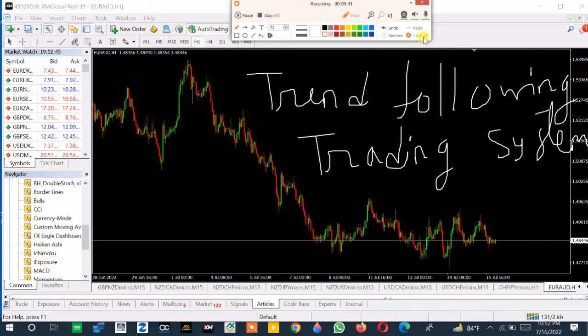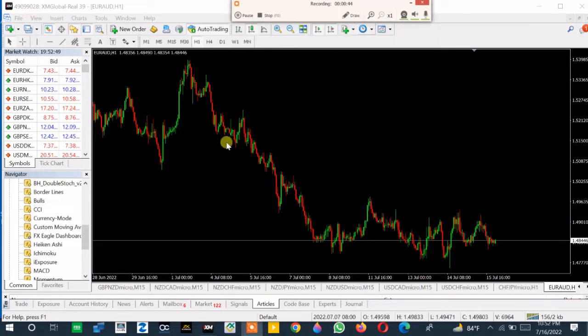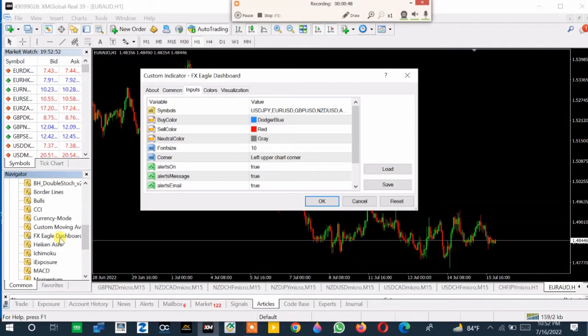For this trading system, first of all I need one custom indicator named FX Eagle dashboard. Click here and open settings. The seven FX pairs are only Euro-related pairs: EURUSD, EURCAD, EURAUD, EURNZD, EURJPY, EURCHF, and EURGBP.